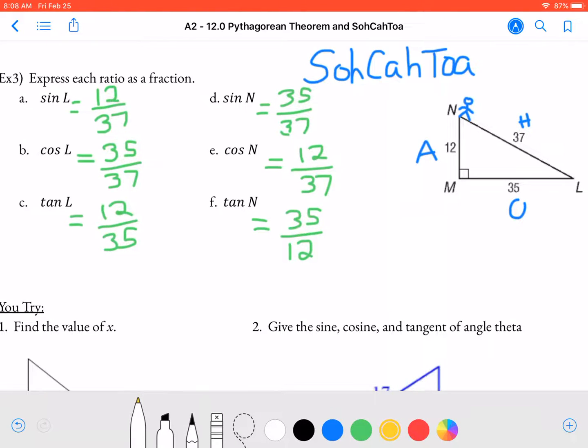Okay, notice on here that the cosine of L is the same thing as the sine of N, and vice versa. The sine of L is the same thing as the cosine of N. That's just kind of one of the properties that goes with those.